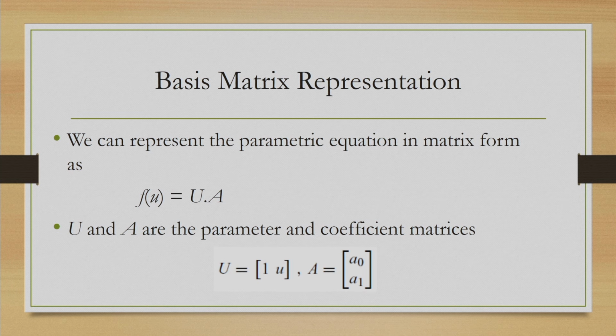Now, this parametric equation we can represent in the form of matrix u dot a. So, this is a dot product of two matrices u and a. U is the parameter matrix and a is the coefficient matrix, where u is denoted in the form of this vector 1 u and the matrix A is denoted in this column vector form, having the two coefficients a0 a1 in our example.